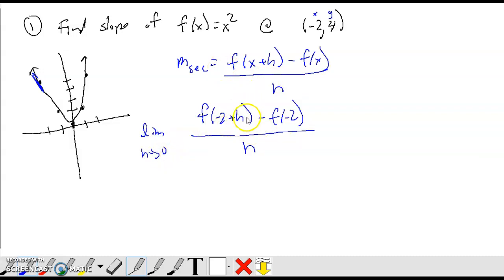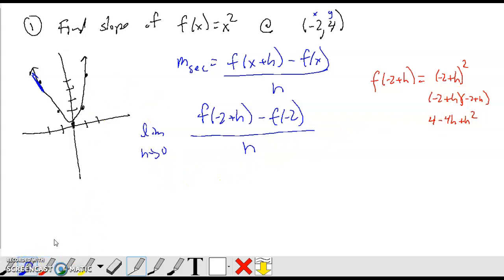Okay, so again, I can't plug a 0 in because then these two will cancel away, leaving me with 0 over 0. So what I want to do is take it over here and figure out what is -2 plus h. So what happens when I plug in over here? So f of -2 plus h, so -2 plus h squared, so -2 plus h times negative 2 plus h. So that will give me a 4, negative 2, so minus 4h plus h squared.